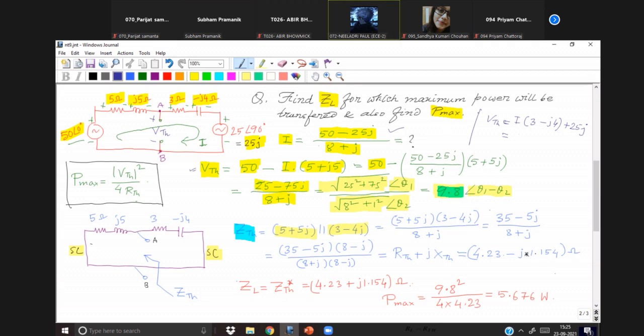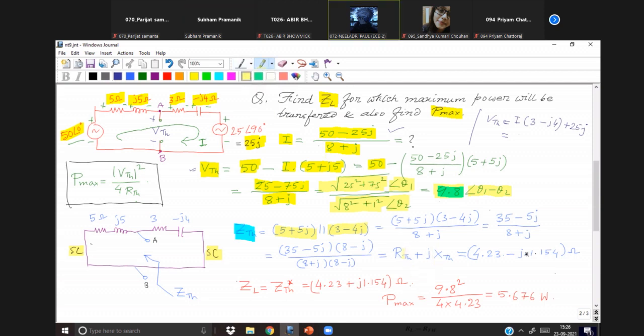Sir, actually, you had considered the left-hand side. That's why I asked you. No, at that time I also mentioned that you can also go for the right hand side. 3 ohm, minus J4 multiplied by current plus 25J. You probably missed that point. Anyway.